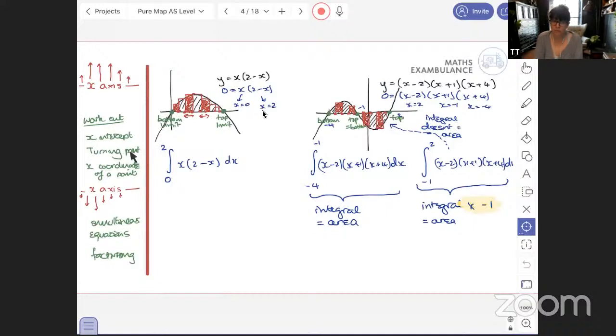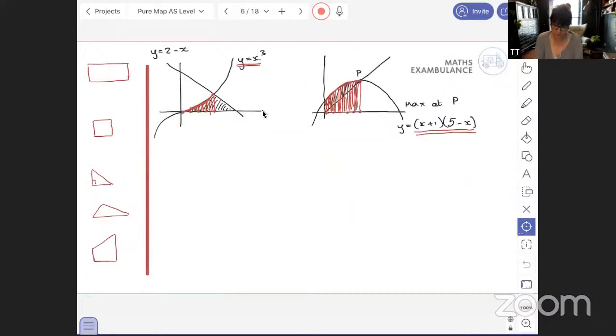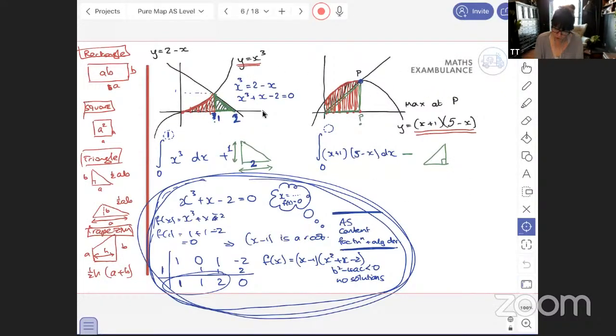Okay, turning point. We've done the simultaneous equations, we've had to factorize, but quite often it's a turning point. There it is. So what we would have to do is expand it out: 5x minus x squared plus 5 minus x, so 4x. That's what y is. Then we'd have to differentiate it.